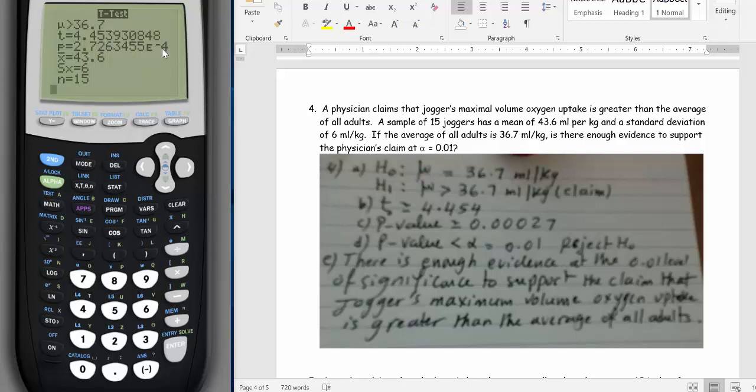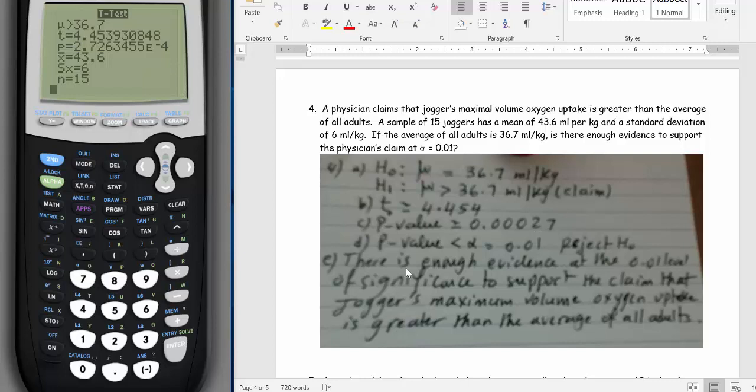A lot of students in the past would ignore it and write the p-value as 2.72. The p-value is a probability anyway. It can't be more than 1. E negative 4, guys, means you have to move the decimal point 4 digits to the left. So make sure to do so. It will be 0.00027. You can actually put 0.0003 because I said it's only 4 decimal digits.